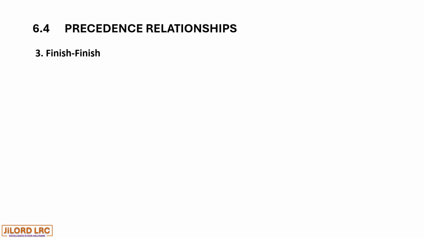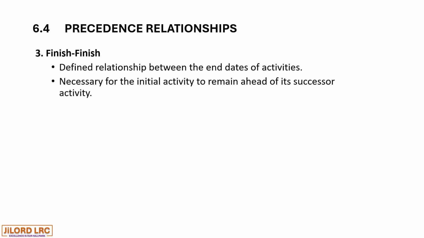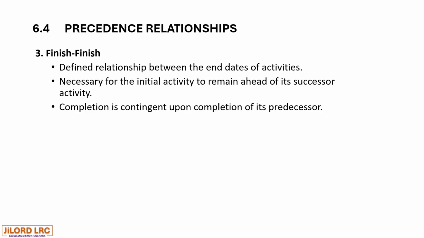3. Finish to finish. It is a defined relationship between the end dates of activities. It is necessary for the initial activity to remain ahead of its successor activity. The completion is contingent upon completion of its predecessor.